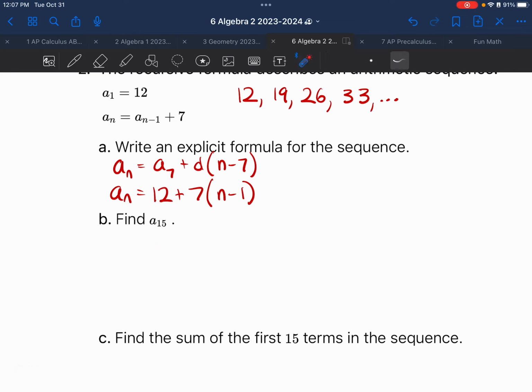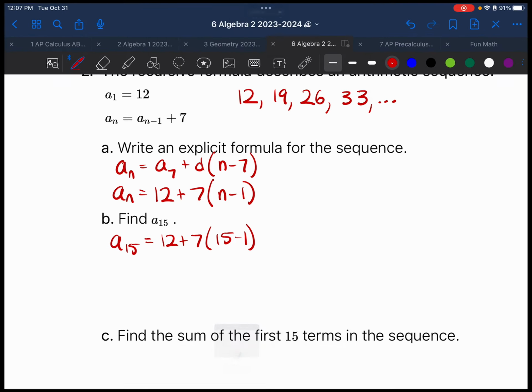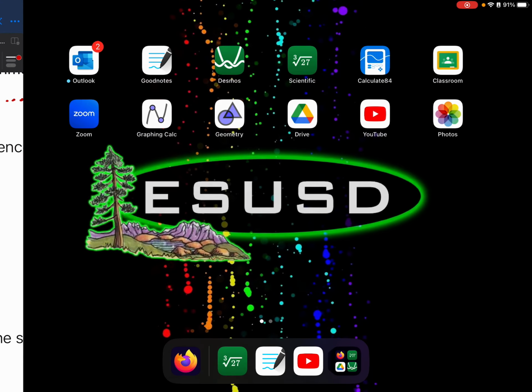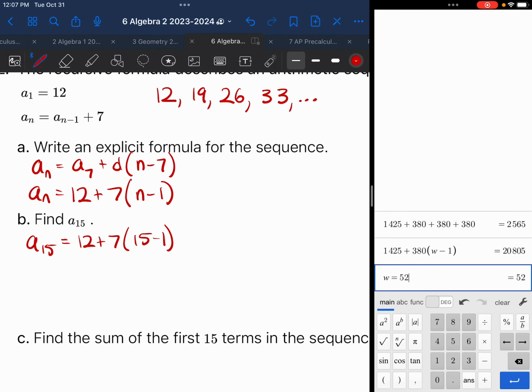And it says find a of 15, find the 15th term. So the 15th term, we just plug in 15 to this n and we're done. So a of 15 is going to be equal to 12 plus 7 times 15 minus 1. I could do this without a calculator, but in the interest of going fast, I would like to use a calculator. So I'm going to do 12 plus 7 times 14. I did 15 minus 1 in my head, so that's 110. A sub 15 is equal to 110. The 15th term is 110.